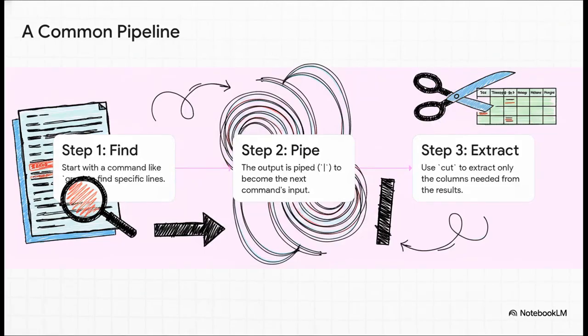So let's walk through a classic workflow. Step 1. You might use a command like grep to search a massive log file for every line that has the word error. Step 2. You pipe that output. Step 3. You could send it to cut to pull out just the timestamp and the error message, throwing away everything else. See how powerful that is?